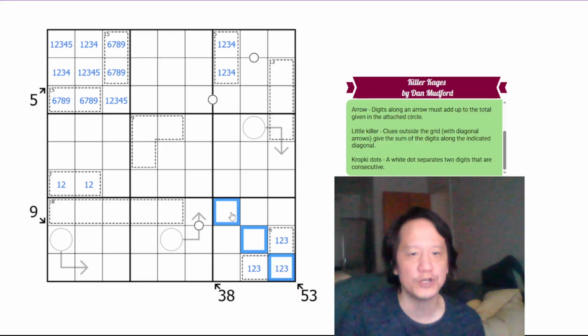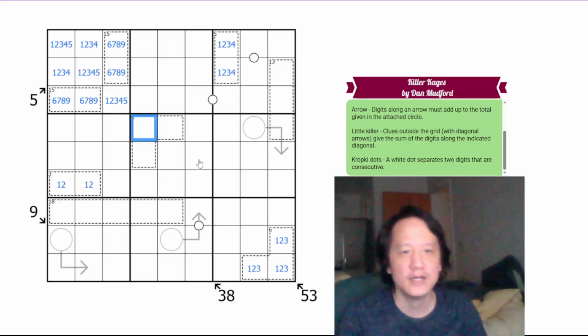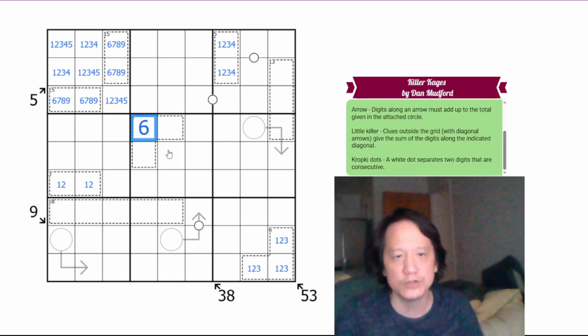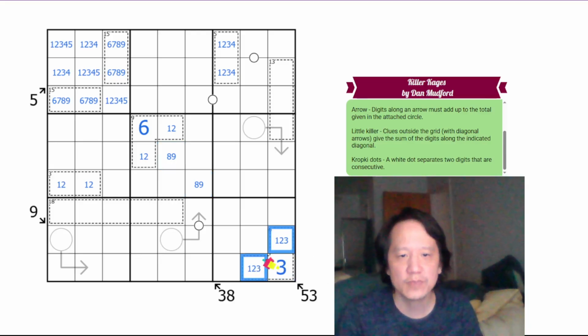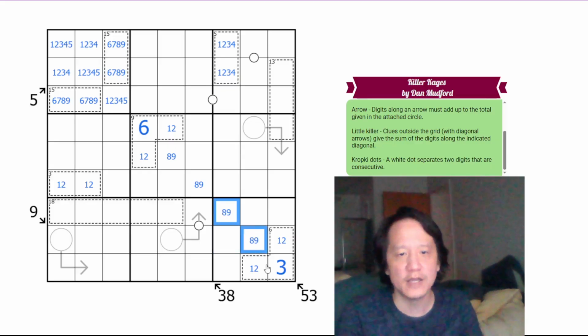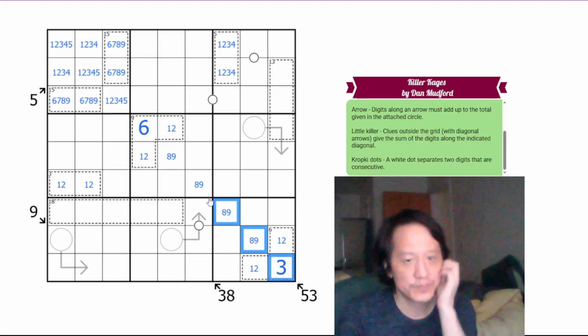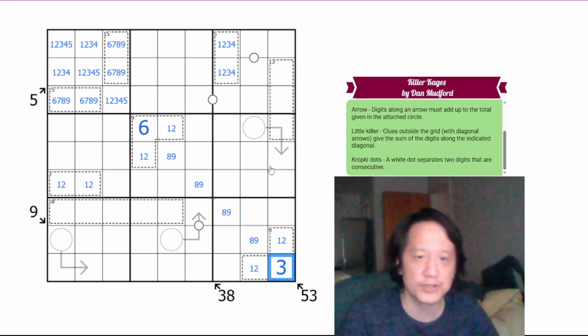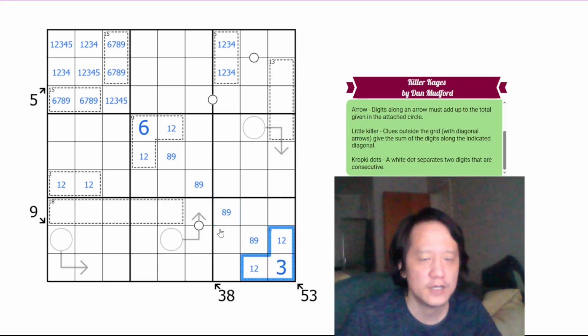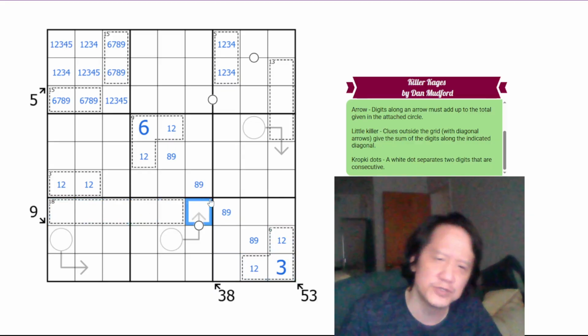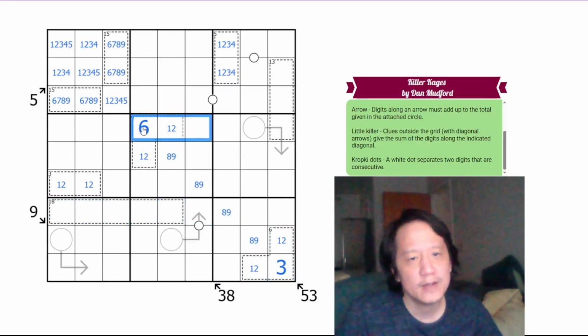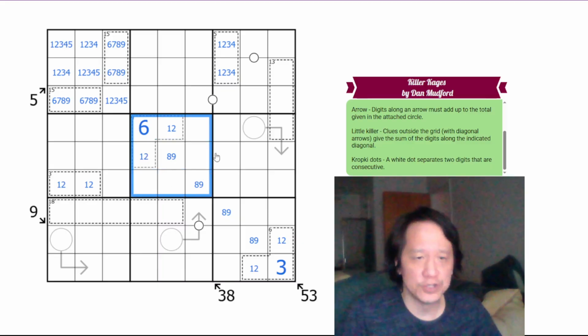And therefore, we know what this diagonal has to be. This is 6, and it's with 1 and 2 in the cage. This has to be an 8, 9 pair. This must be 3, with obviously this being a 1, 2 pair. And this having to be 8 and 9 to add up to 53. And we celebrate the 3 in the corner because we know... actually, are we close to solving it? I'm not sure. Okay, let's continue.